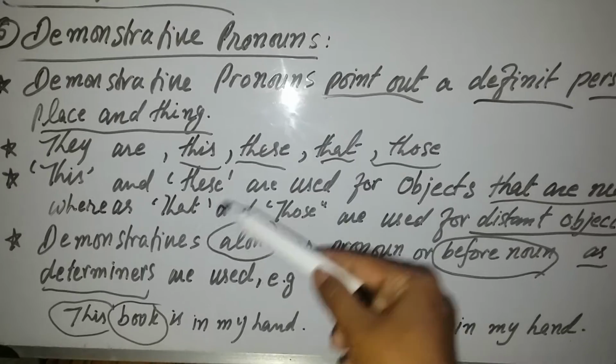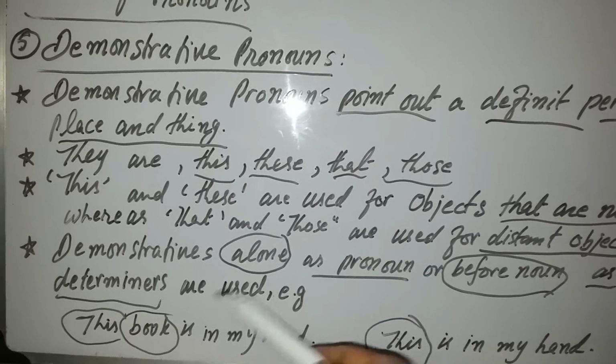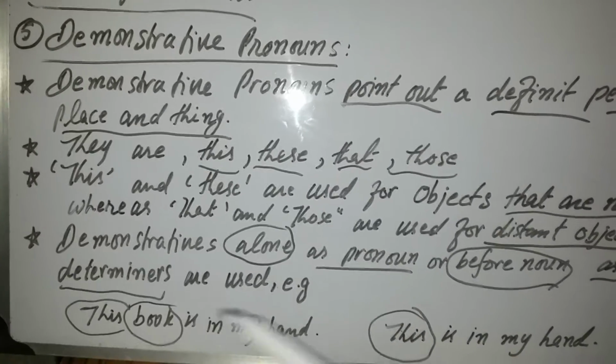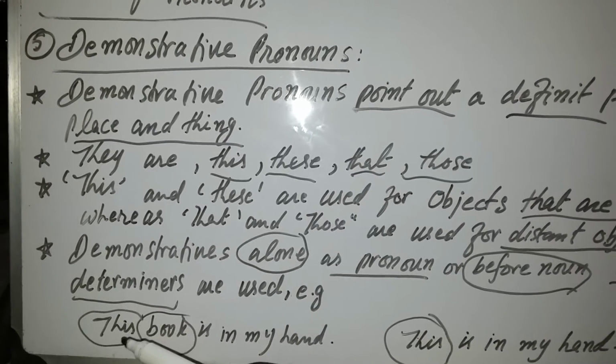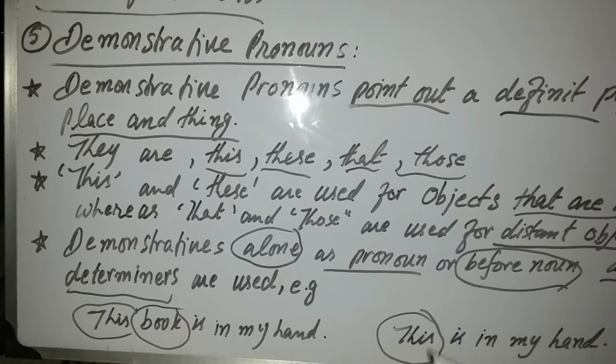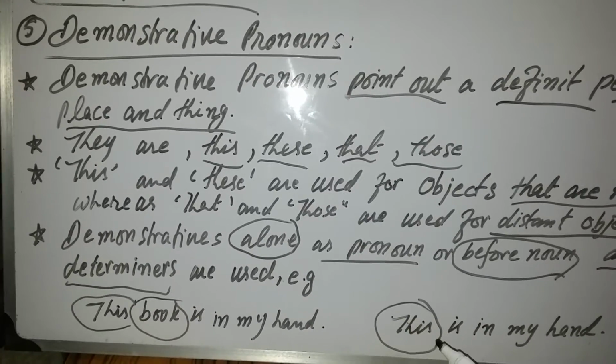So demonstratives can be used in 2 ways. Sometimes they are used before a noun and sometimes they are used alone. When they are used before a noun, they will be called determiners, and when they are used alone, they will be called demonstrative pronouns.